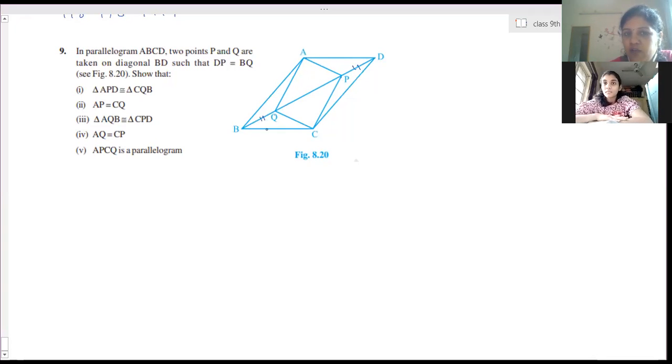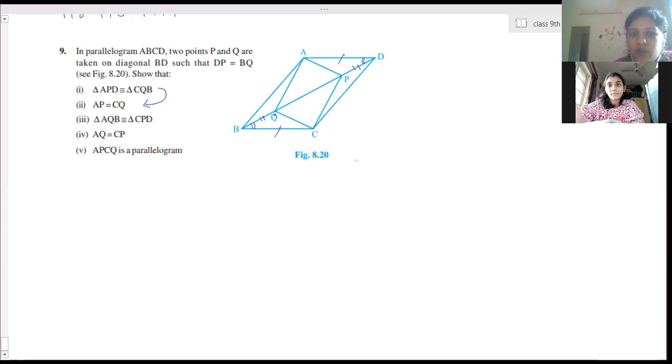Now this is a parallelogram and BD is a transversal if we consider. Then this angle is equal to this angle. Yes, ma'am. Alternate interior angles. And AD and BC are equal, opposite sides of parallelogram. So therefore by SAS criteria, APD and CQB are congruent. Clear? Now these 2 triangles are congruent, therefore AP is equal to QC. By this congruency, you can prove this, right?